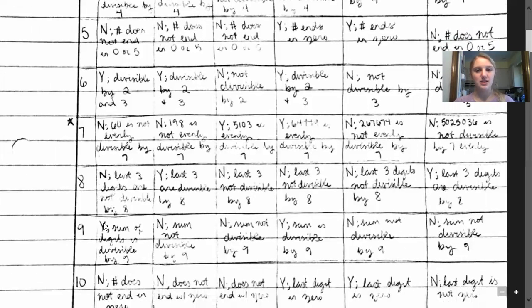Number 9 is quite like number 3. It states that if the sum of the digits is divisible by 9, then the entire number, the original number, is divisible by 9. So that has also been done. 10 is incredibly simple. It states that if the number ends in a 0, then it is divisible by 10. So this one doesn't end in a 0, this one does, and so on.